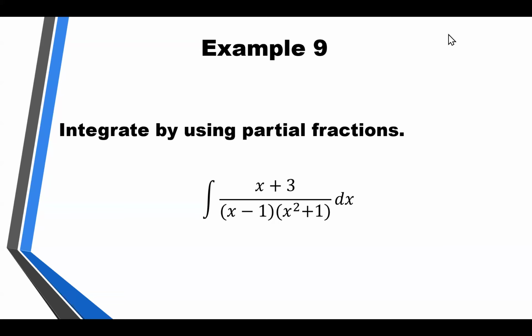Now let's do another example where we want to integrate using partial fractions. In this case, I've already factored the denominator into x minus 1 times x squared plus 1. And the numerator is going to be x plus 3. So I want to integrate this rational fraction whose numerator is x plus 3 and whose denominator is x minus 1 times x squared plus 1.